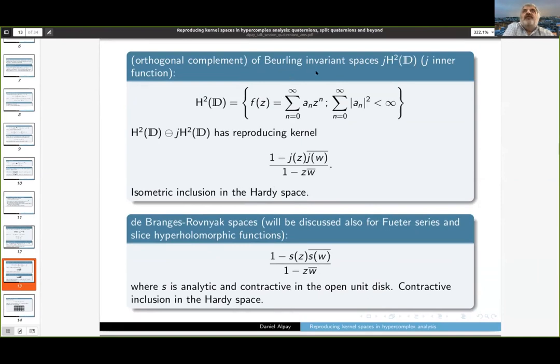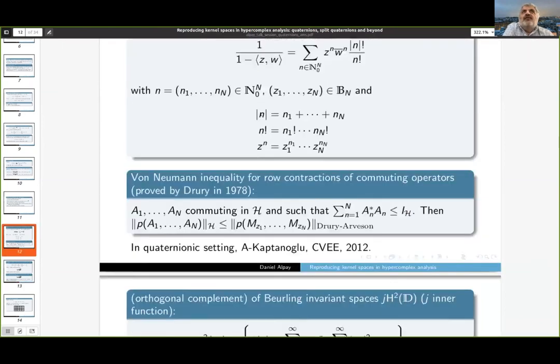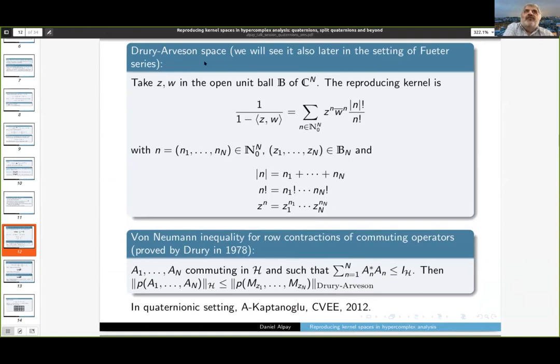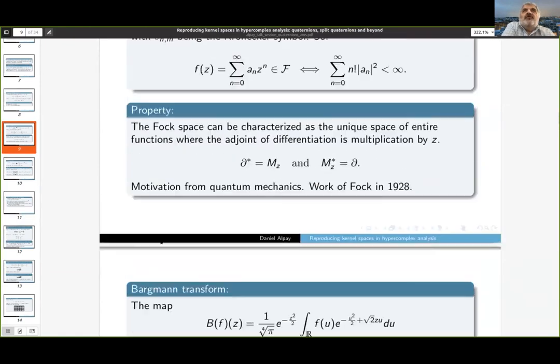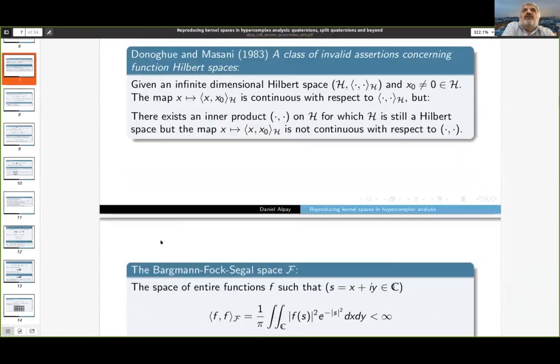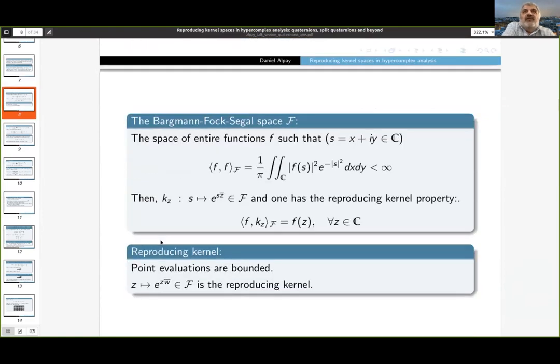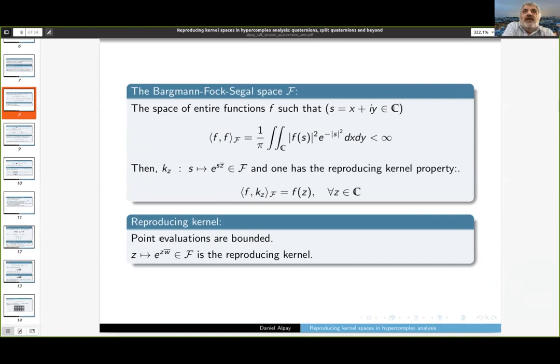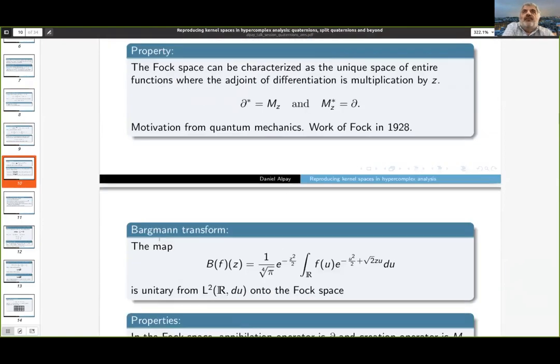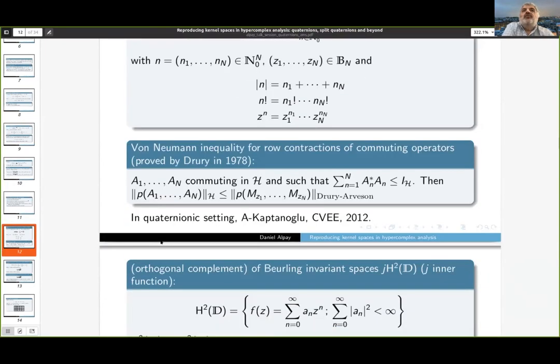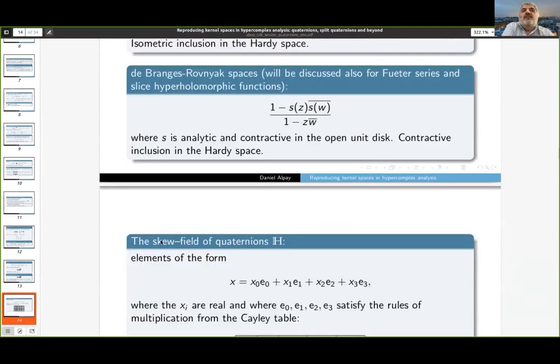They appear, if you want, in system theory, in invariant subspace theory, in interpolation. The Drury-Arveson space appears more in operator theory in several complex variables, for several operators. And if I backtrack once more, we had the Fock space, which appears mainly, let's say, in quantum mechanics. Now I would like to see some counterparts in the quaternionic setting.